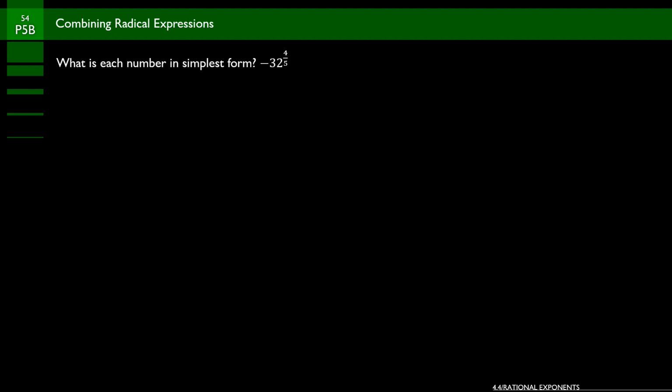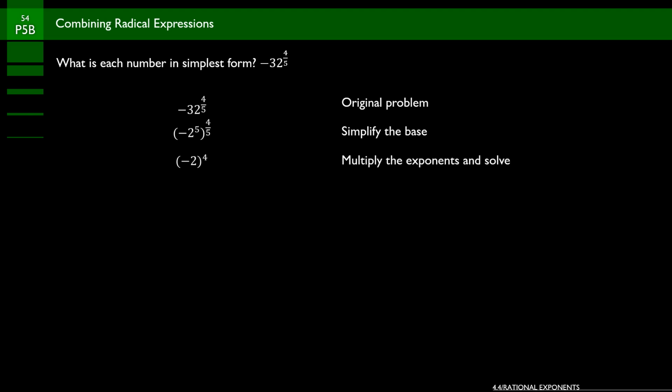For problem number 5b, you're given negative 32 to the 4/5. So take that base and simplify it as much as possible, which is going to give you negative 2 to the 5th, and that's going to be raised to the 4/5. So again, remember your rule. Anytime that you raise an exponent by an exponent, you multiply them. The 5s cancel out. You're just left with a 4. So negative 2 to the 4th is 16.